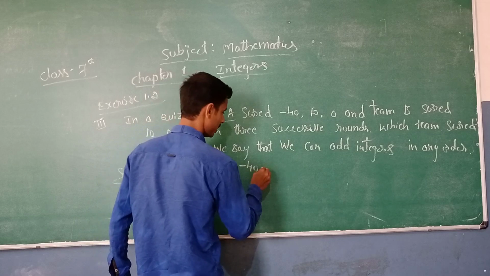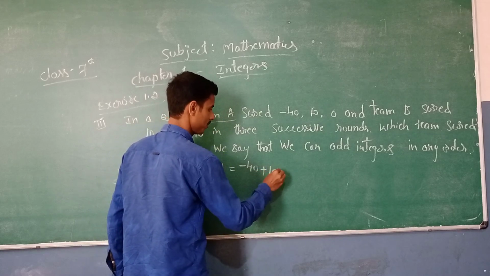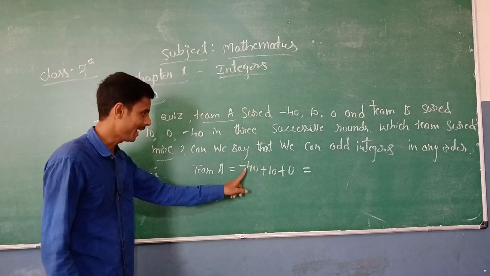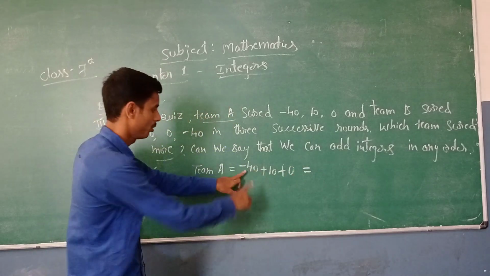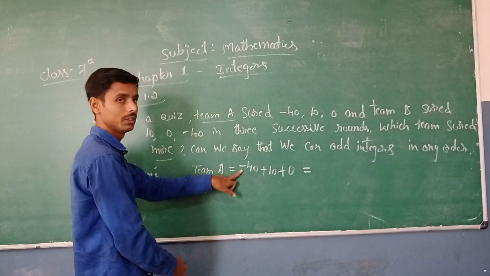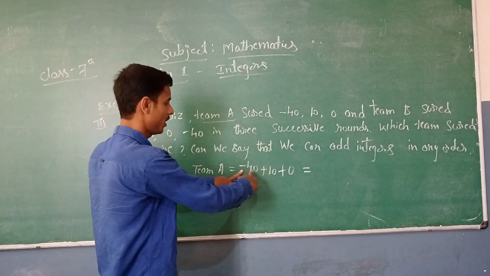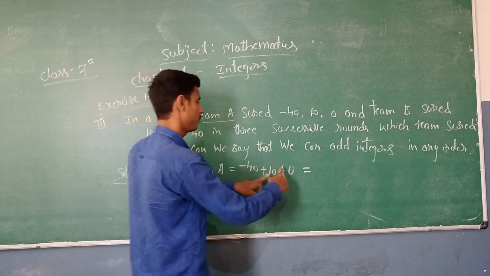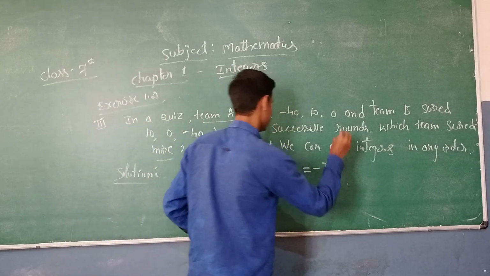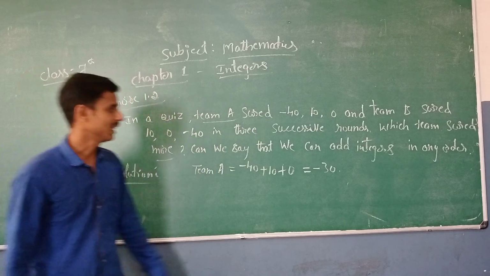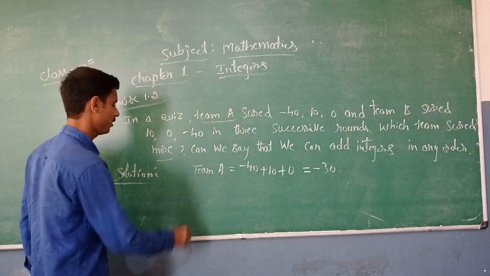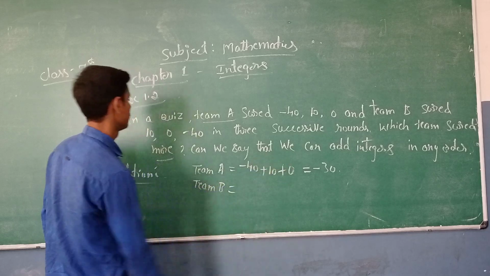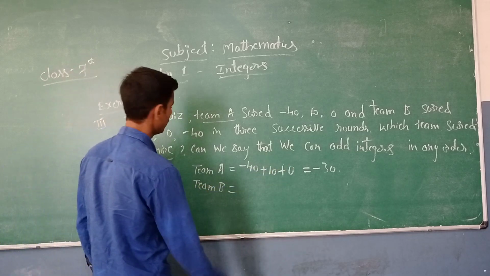Team A's score is adding +10 +0 equals -40 +10. Both are opposite in sign, so we can subtract. -40 +10 is -30, right? -30 +0 is -30. This is the score of team A. Let us find out the team B score. Team B, so what is the total score of team B?